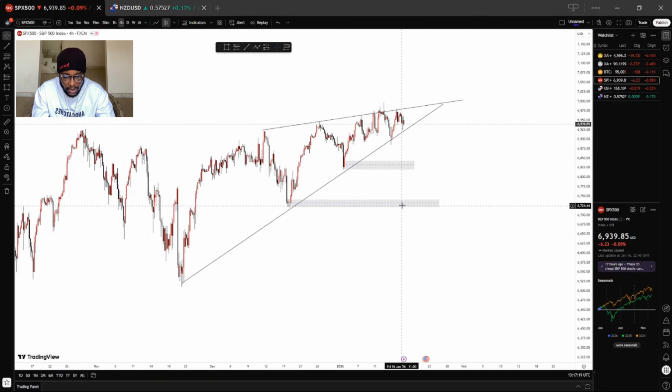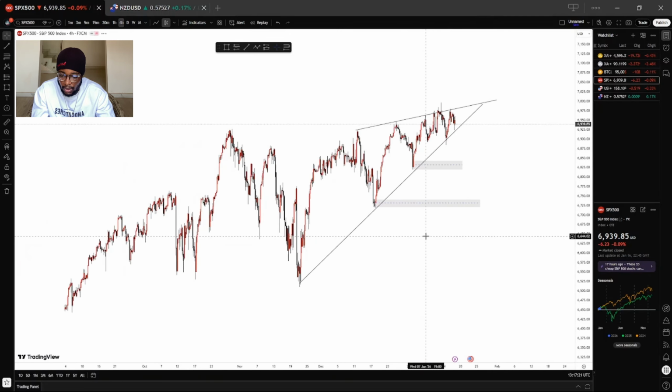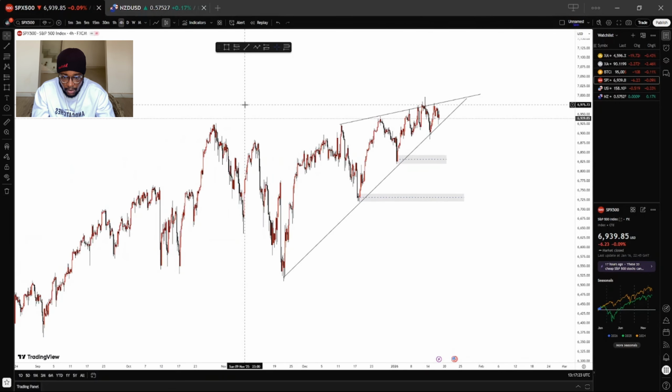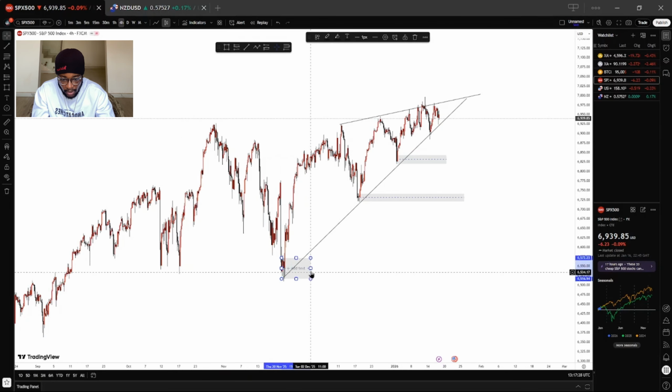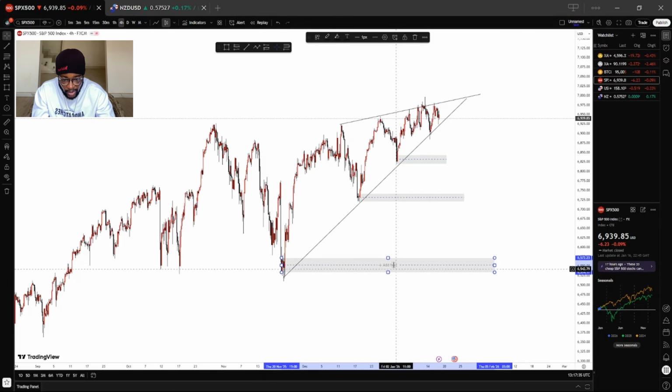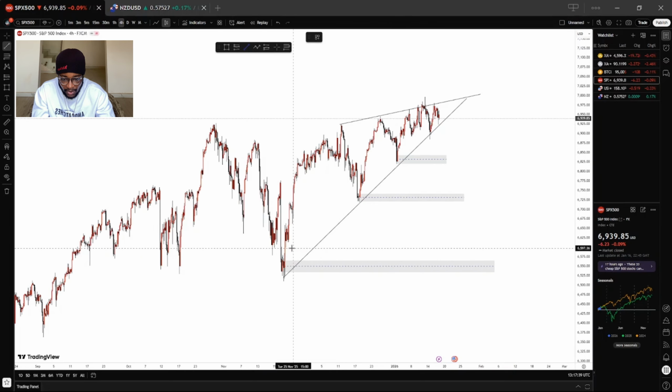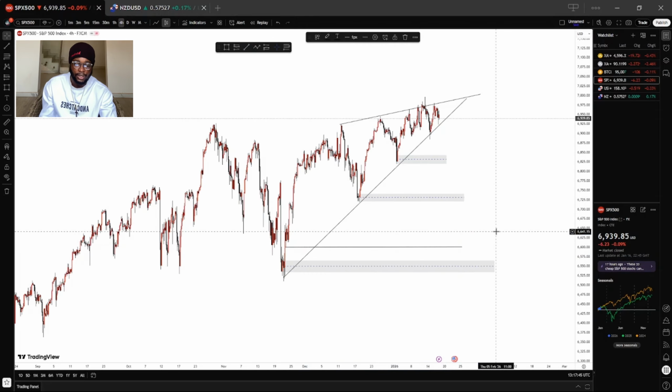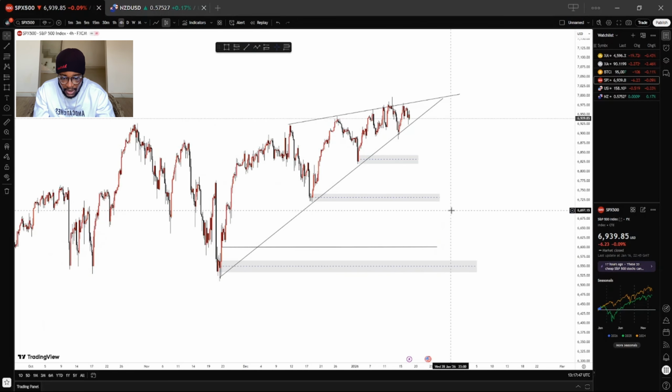Either way, I think I'll not be buying at this level. If we break to the downside, this is what I'll be looking to buy. This might take weeks to happen, you know. My liquidity here. Okay, so this is what I'm looking for buys.